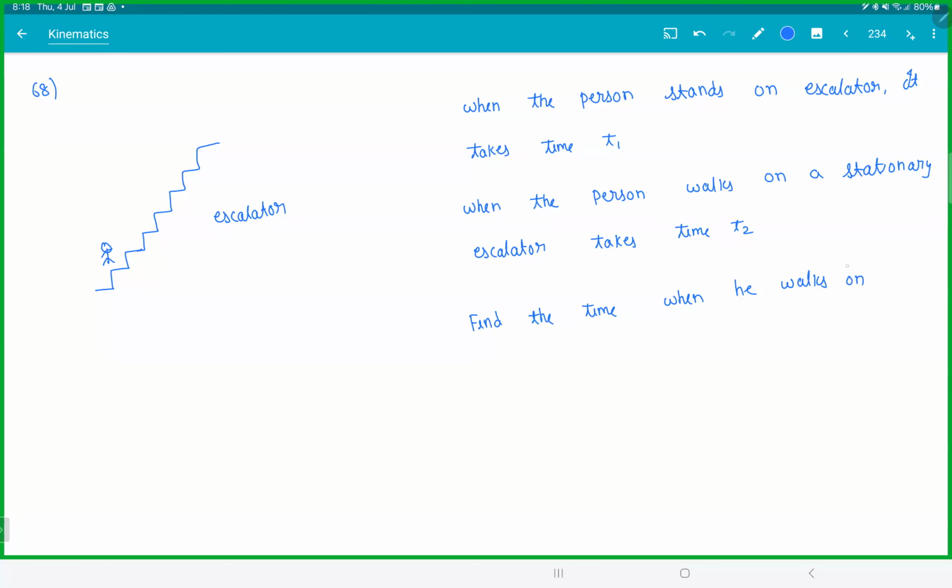Let's say you're going to a movie and it is getting late. You start walking on the escalator. It's like in the airport. Did you ever do this thing? Like, you are walking on a travelator. If you just stand on it, you'll go fast. But if you start walking on it, you'll go even faster. Find the time taken when he walks on a moving escalator. The answer will come in terms of t1, t2. Let's get this.